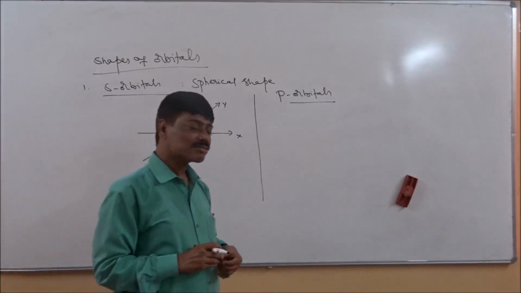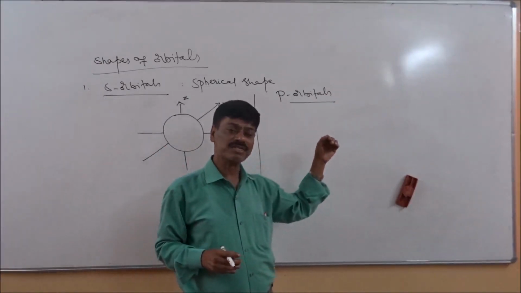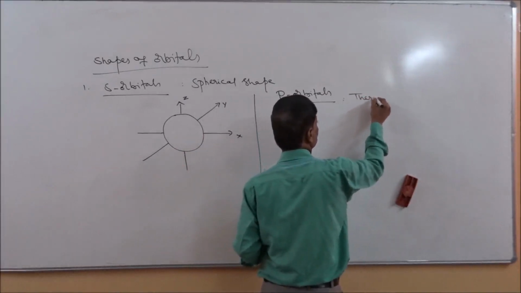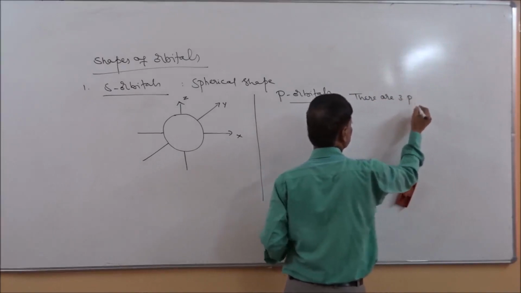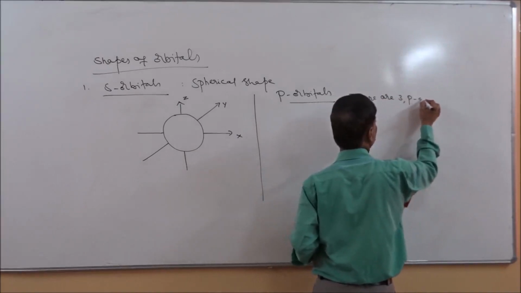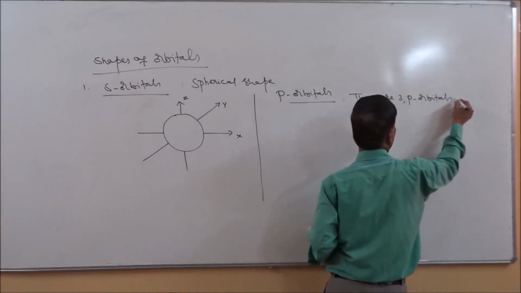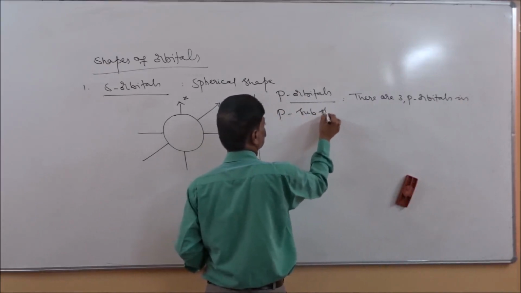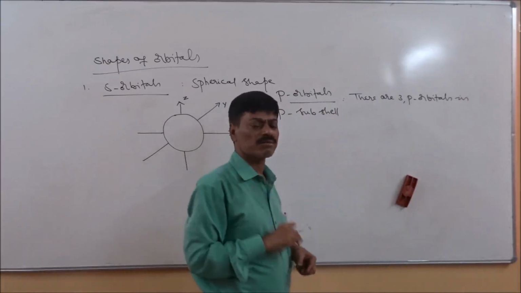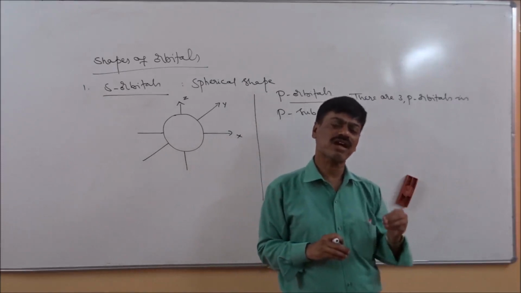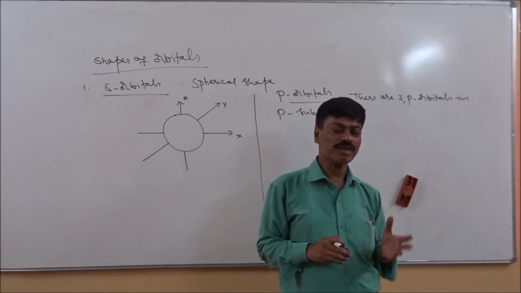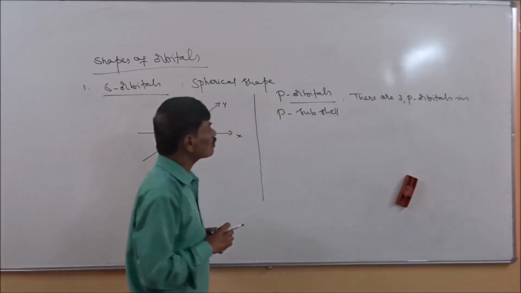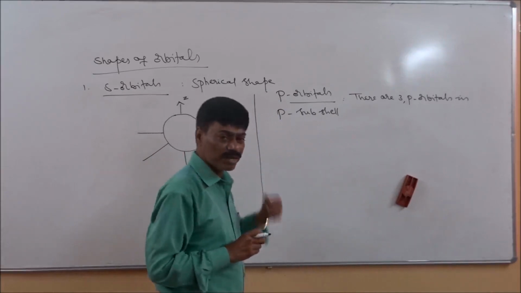P orbitals. These p orbitals are present in p subshell. So you can write there are three p orbitals in p subshell. P subshell doesn't contain s orbitals, doesn't contain d orbitals. P subshell will have p orbitals only. Value of l for p is 1, value for s is 0. Right? Fine. So there are three p orbitals in p subshell.